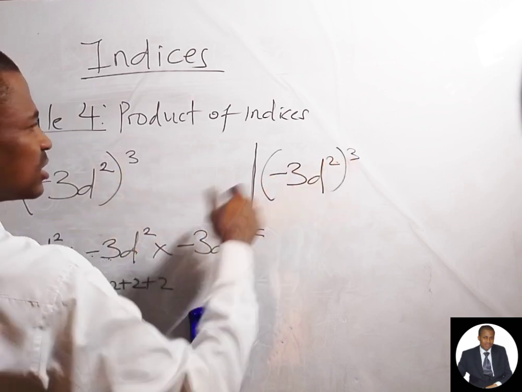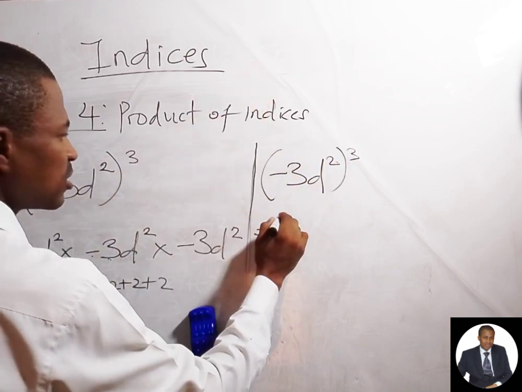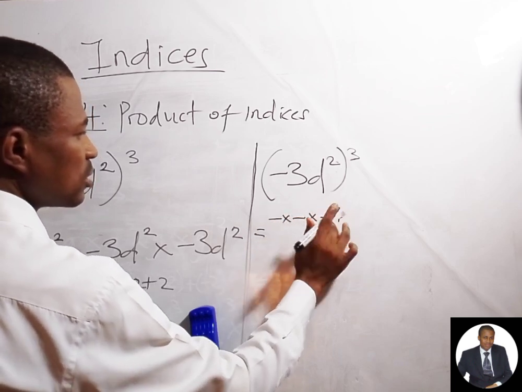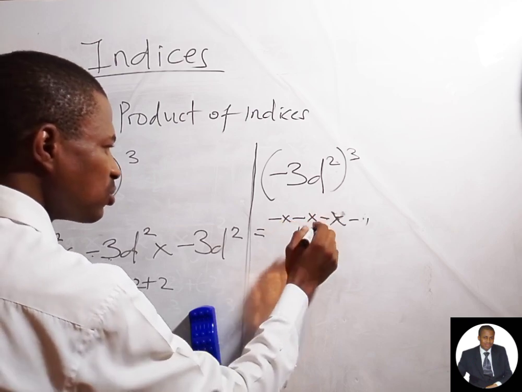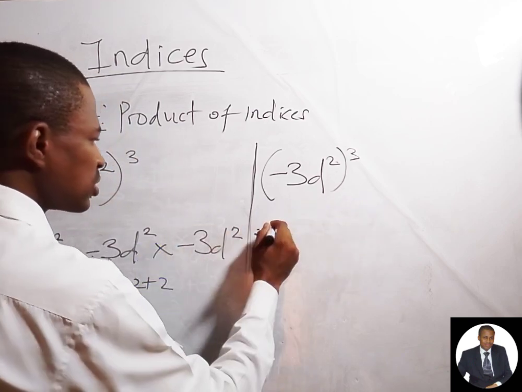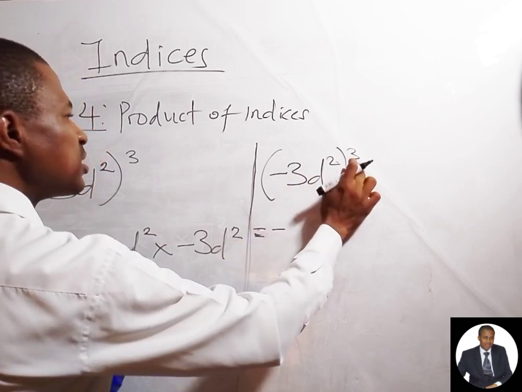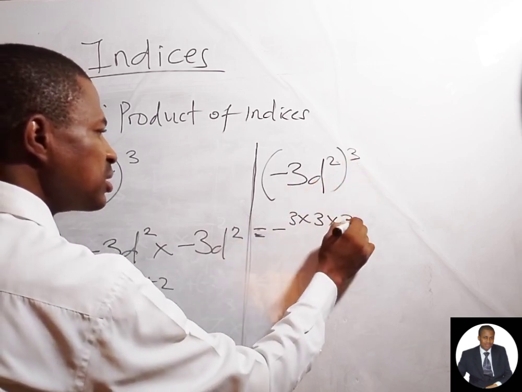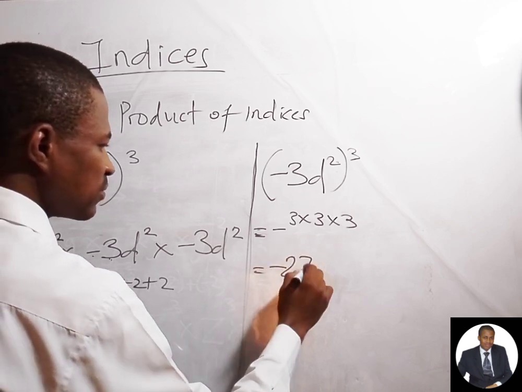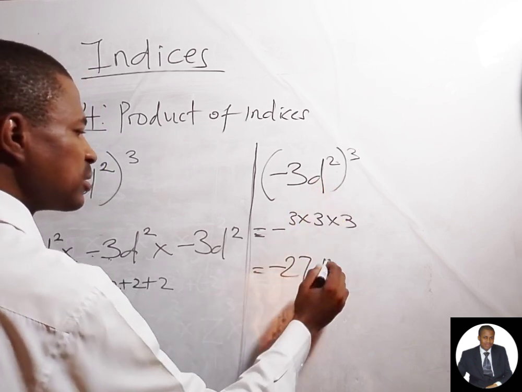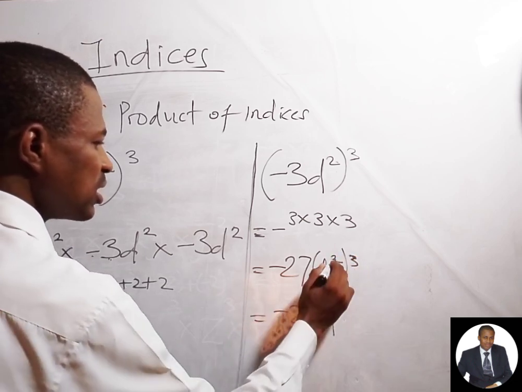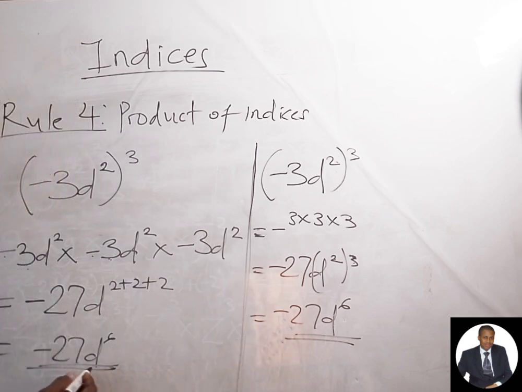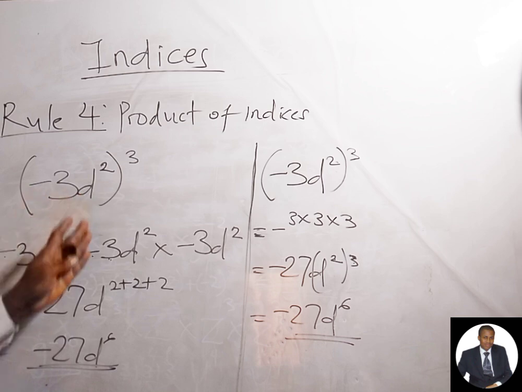Now minus in 3 places, that's minus times minus times minus times minus. Minus times minus is plus, then that plus times minus is minus. So we are going to have minus 3 in 3 places, that's 3 times 3 times 3, that's 27. That's minus 27. And then we say d squared times 3, minus 27d, 3 times 2, 6. We are arriving at the same number. This is faster. This explains this.